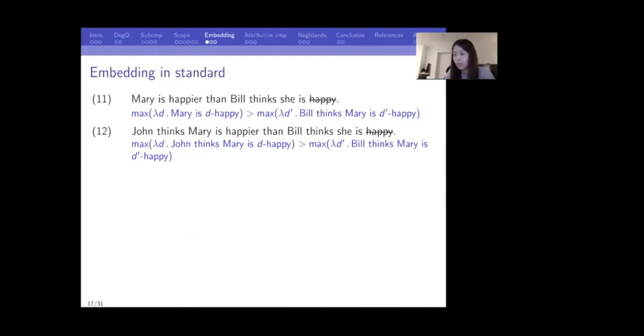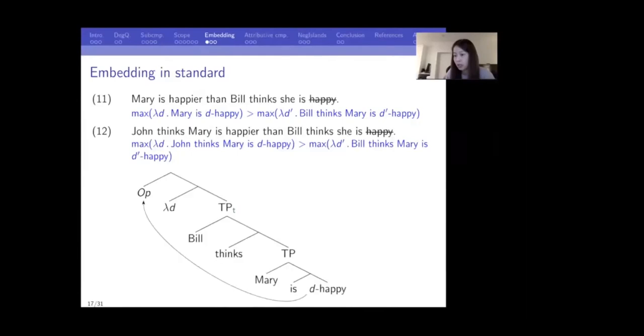I will continue with the test related to embedding, which also involves comparative ellipses, but in quite a different way. English allows embedded standards like 11, Mary is happier than Bill thinks she is, where the standard she is happy is embedded under think, and the degree adjective happy is deleted. It's also possible to have both an embedded associate and an embedded standard in one sentence, like in 12. To interpret such sentences, it requires degree abstraction because they involve descriptions of a degree that crosses a clause boundary.